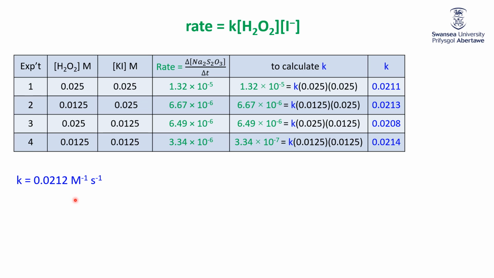Now the units, well, we're saying it is a second order reaction here. The units of a second order reaction's k are 1 over concentration times 1 over time. Or you can get fancy and do liters per mole per second, but I prefer just to have molarity to the -1, seconds to the -1. Pop that in, and there is our final rate law. Rate is 0.0212 times the concentration of peroxide times the concentration of iodide.